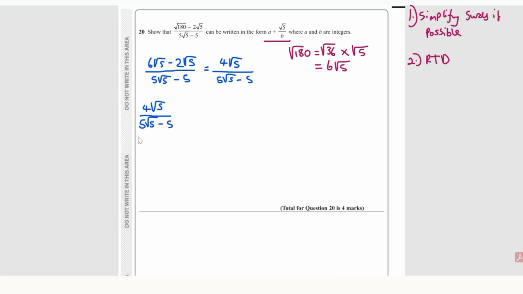and as we can see, there is a surd in the denominator, but there is also a minus sign. So in order for us to rationalize this, we're going to have to multiply it by the full denominator, but we're going to flip the sign. So it's going to be a plus here.